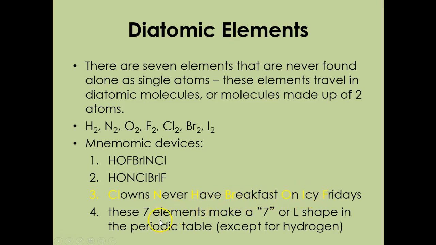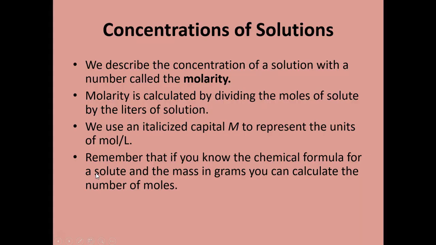Or to consider that if you exclude hydrogen and just look at nitrogen, oxygen, fluorine, chlorine, bromine, and iodine, they form a 7 on the periodic table, and there are 7 of them. But you have to throw out hydrogen to do that, so it doesn't work all that well. So I'm for Hofbrinkel myself, or Honkel-Briff. Those are the simplest way to remember these things.